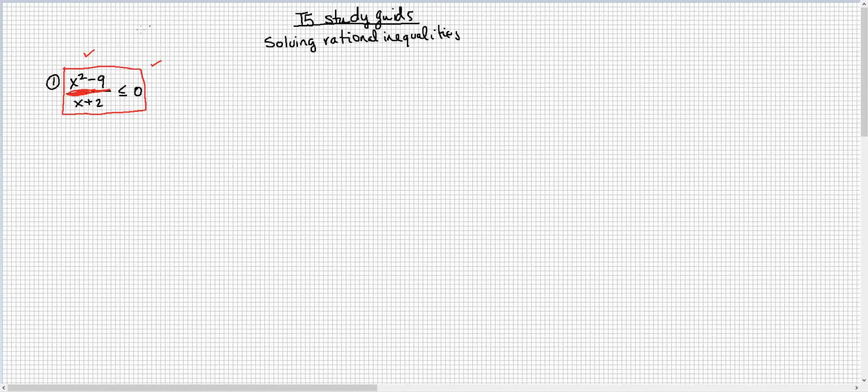Now, we need to find our critical points from the numerator, right? We need to factor this, x minus 3, x plus 3. And when you set it equal to 0, you get that x equals 3 and negative 3. And because of this equality bar right here, that's going to be closed. From the denominator, we get that x equals negative 2, and it's going to be open because the denominator is always open.